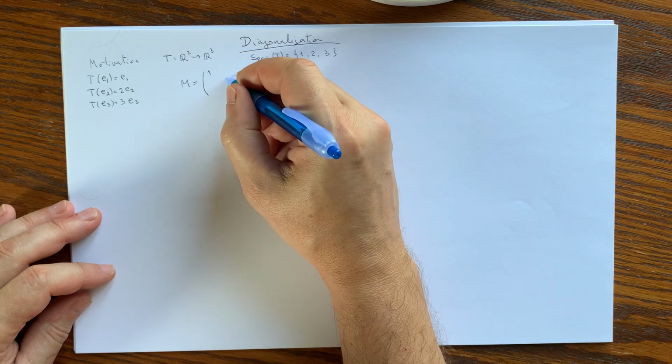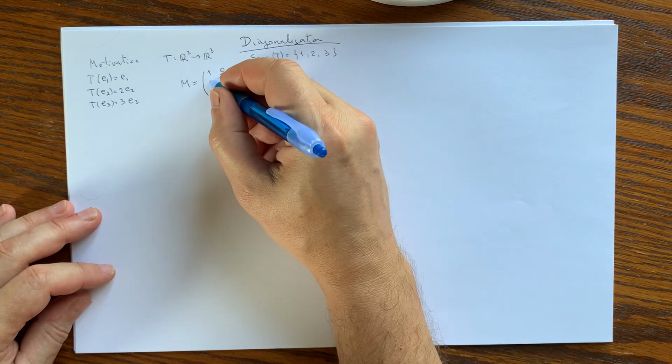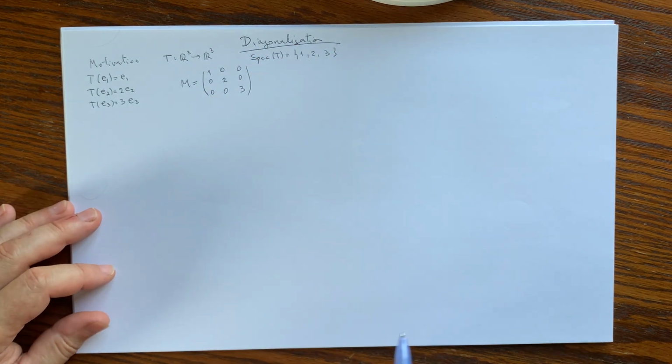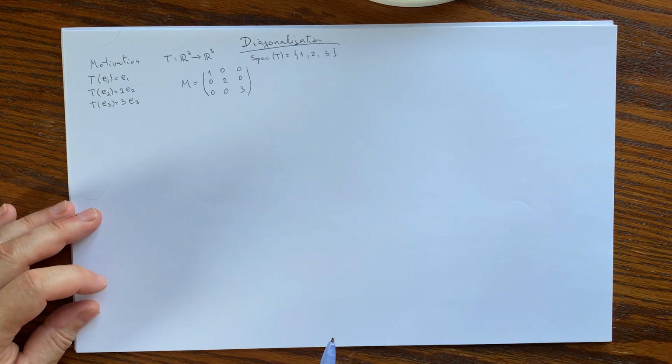And writing these in a matrix form, so writing the matrix for such operator, we'll have a matrix of diagonal entries 1, 2, and 3. All off-diagonal entries will be 0. Such matrices are called diagonal, and these are the easy matrices for computations. And that is the reason for diagonalization.